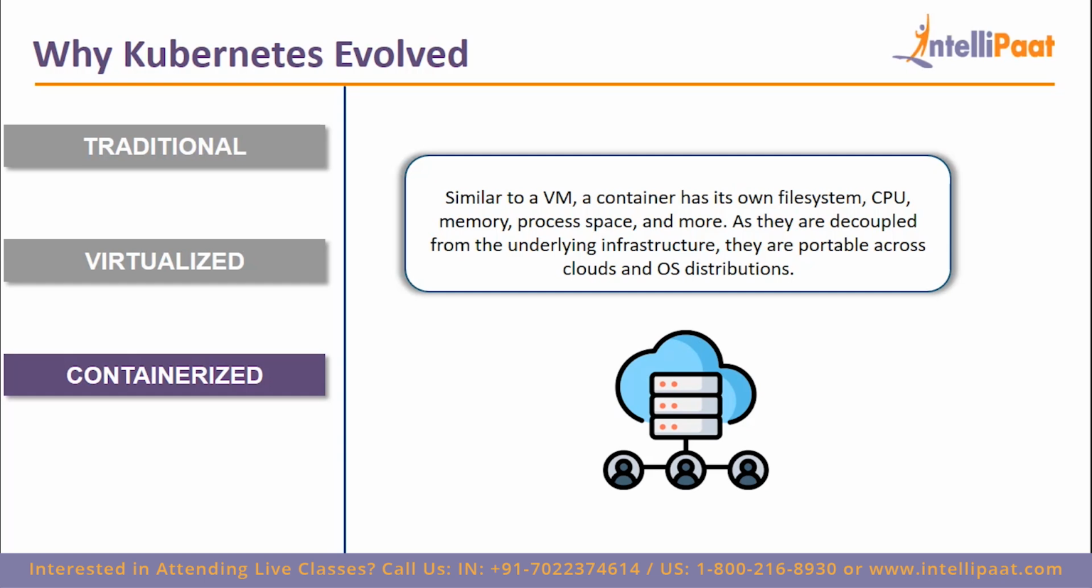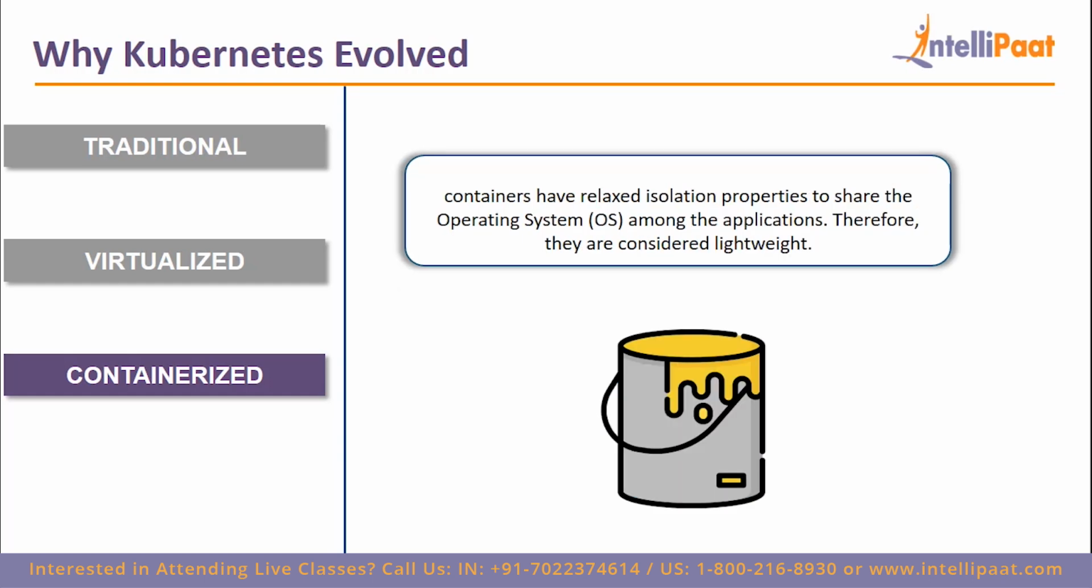So it's much more efficient if you are using containerized environments, and it can still run with similar efficiency, and it becomes portable to use across clouds and OS distributions because it's just 80 MBs, right? So containers have relaxed isolation properties to share the operating system among the applications, and that's why they're considered lightweight. As I told you, it's like 80 MBs, right?